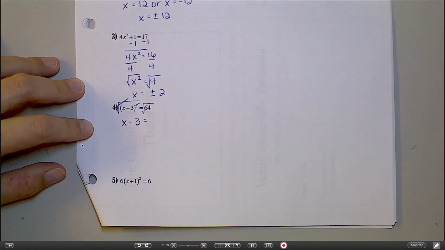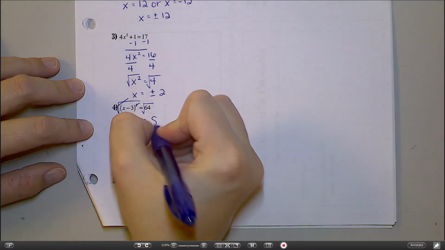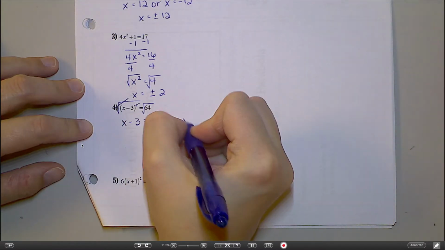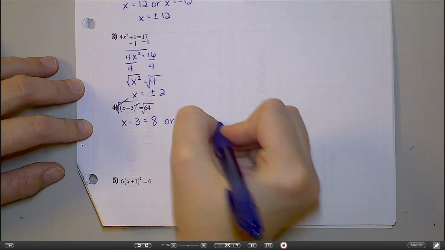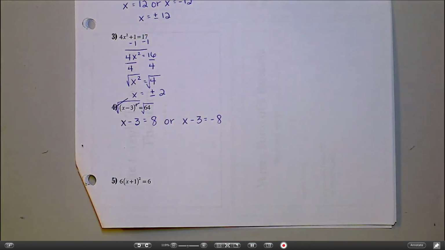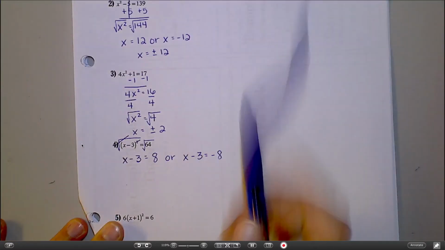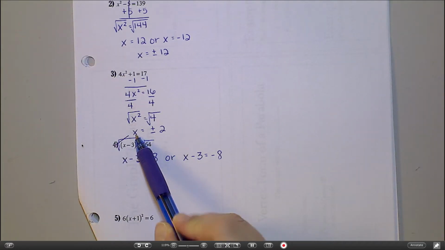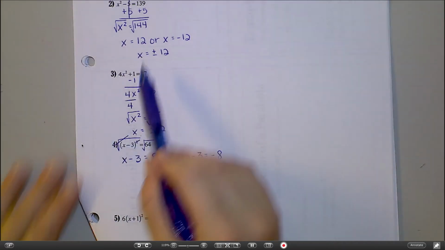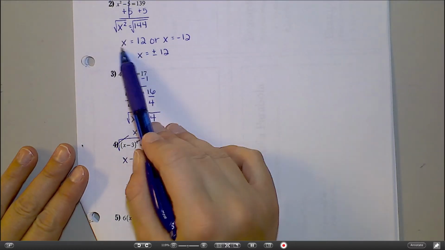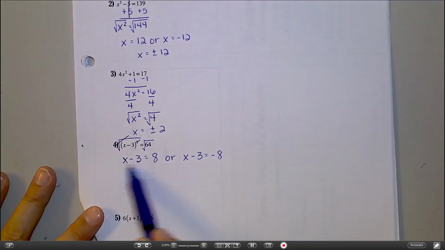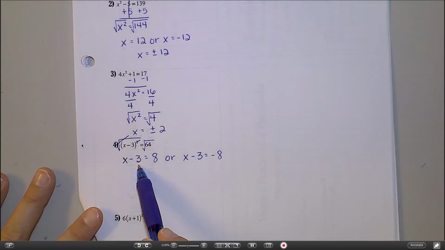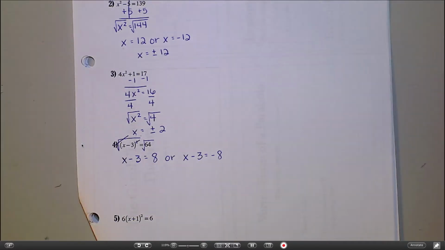What's the square root of 64? 8. Or negative 8, yep. So now I have 2 different equations. Okay? In all the other ones, when I have taken the square root, I've only been left with an x. So I was done with my problem. See how here I took a square root and I was left with x? Up here, I took a square root and I was left with just x. So that was my answer. Here, when I took the square root, I still had an x minus 3 here. So now I have 2 different equations to solve.